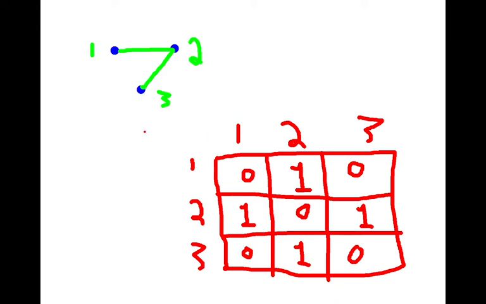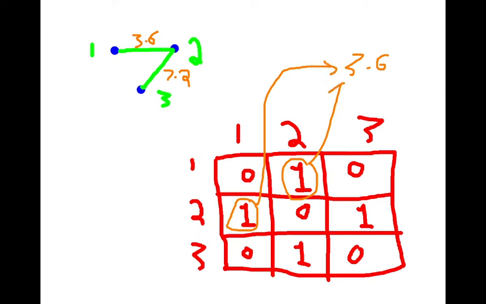Yes, there could be a possibility that these edges may have weights. For example, this edge has a weight, let's say 3.6, and this has 7.2. In that case, in cell 1 comma 2, this value would have been replaced by 3.6. Similarly, this one as well, because both values represent the same edge. So when we have weights on the edges, the graph is called a weighted graph, right?